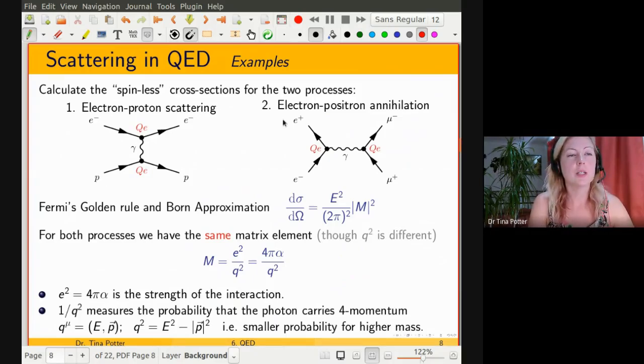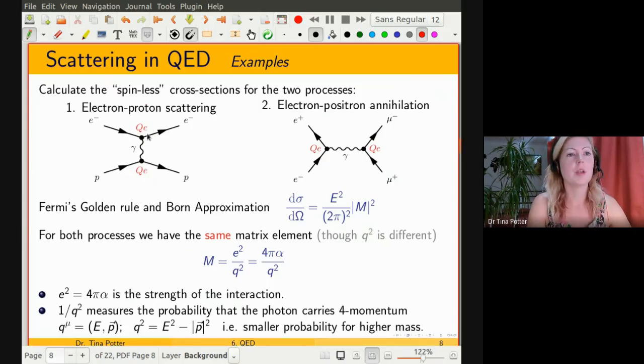The other one we're going to consider is an S-channel diagram where we're colliding electrons and positrons. They annihilate to a photon and give us our muon pair here. Now take a look at these diagrams. They're different shapes. We've got a T-channel diagram here and an S-channel diagram here. We've also got different initial and final state particles, but in both cases, we have a photon as the internal line, as our propagator. And in both cases, we have two electromagnetic vertices, both with charge Q, both with strength QE.